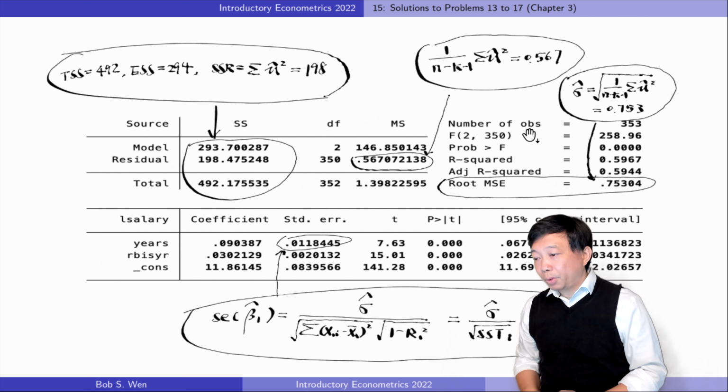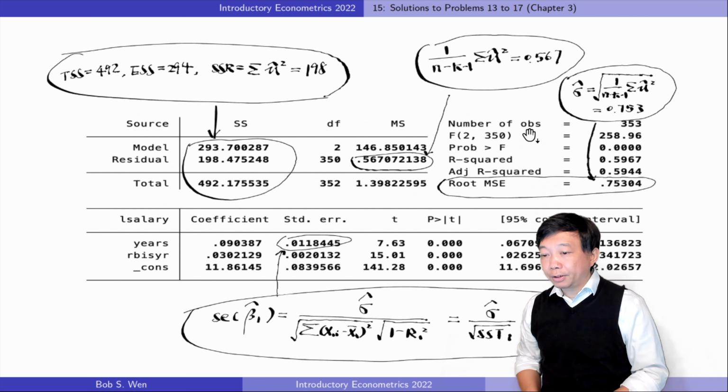In the upper right corner, we find the number of observations, the R squared, and the root mean squared error. The root mean squared error is the sigma hat. It is called the standard error of the regression, SER, in the textbook. It is an estimator of the standard deviation of the error term.